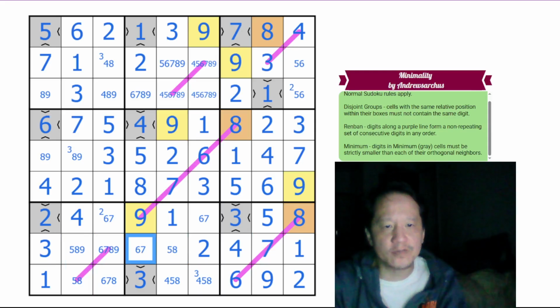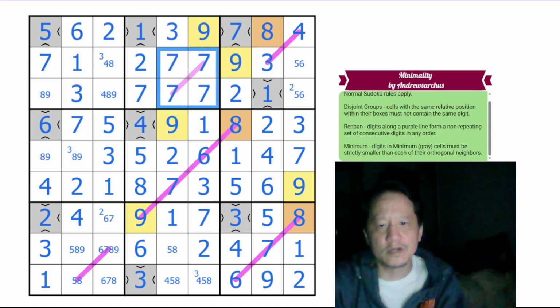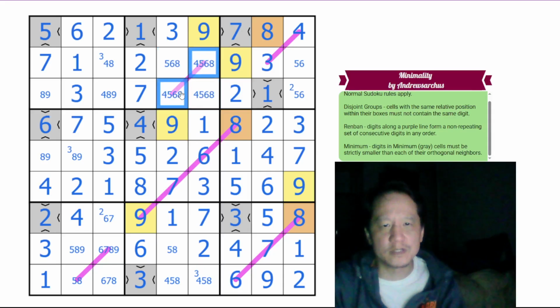7 eliminates 7 here. So this is 6. This is 7. That makes this 7. No 7 or 9. Well, these are consecutive and cannot have an 8. No 6 here, so no 6 there. So 4, 5. Okay.